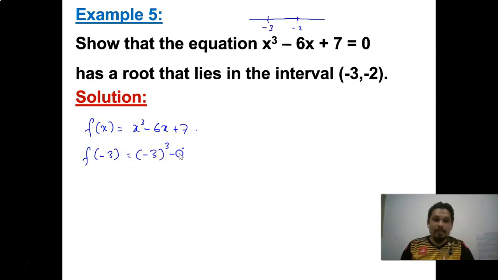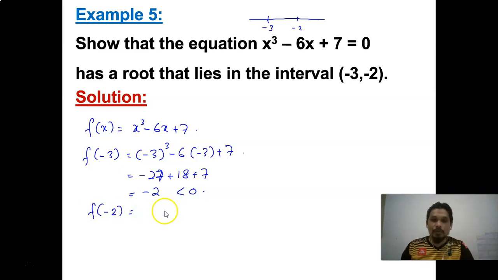-3 cubed minus 6 times -3 plus 7. Negative cube: 3 times 3 equals 9, 9 times 3 equals 27, so -27. -6 times -3 is plus 18, plus 7. 18 plus 7 is 25, minus 27 equals -2, which is less than 0.